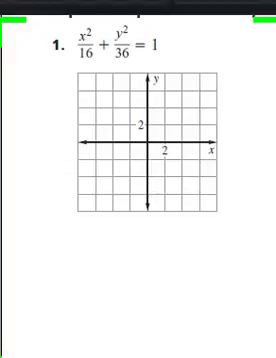Graph the equation, identify the vertices, co-vertices, and foci of the ellipse. This is the 9.4 practice number 1.